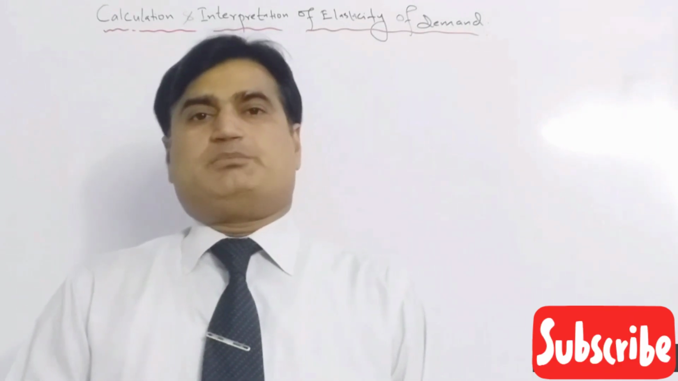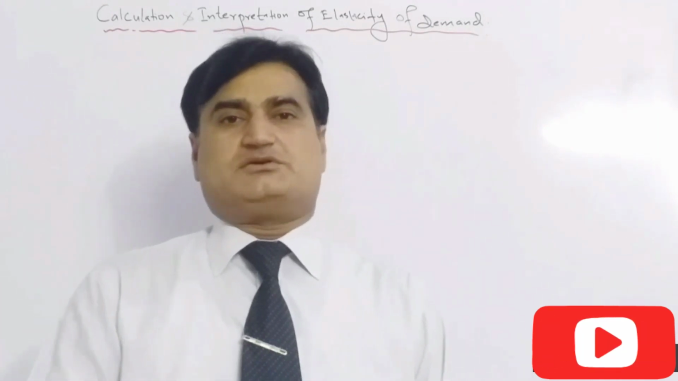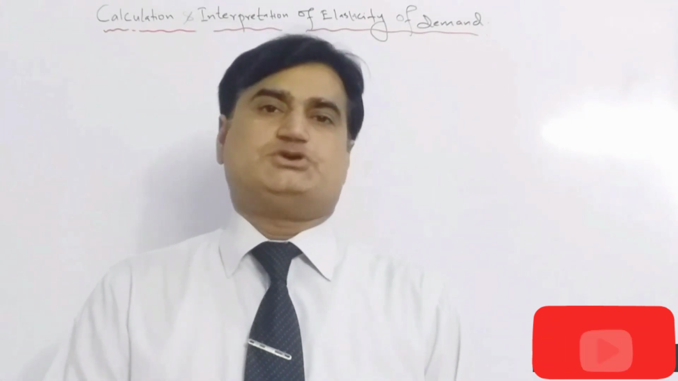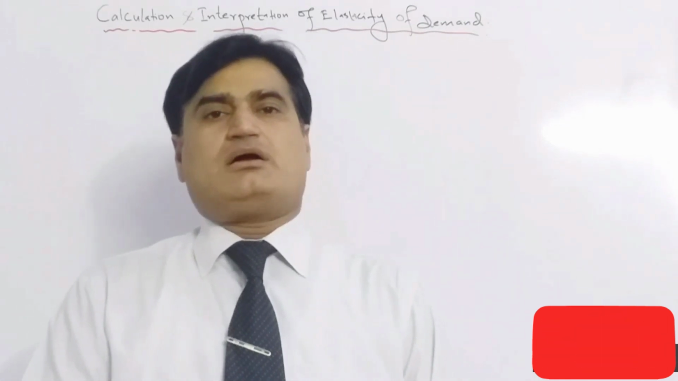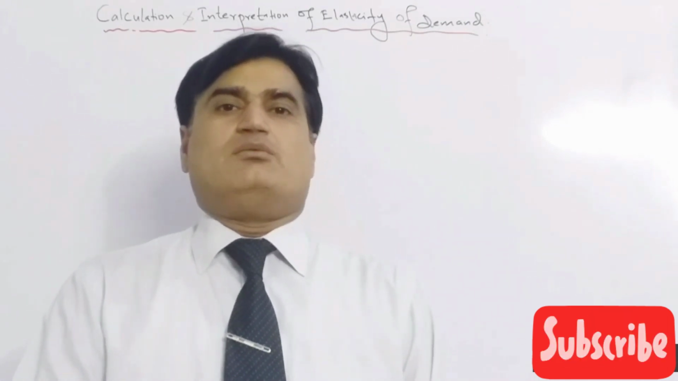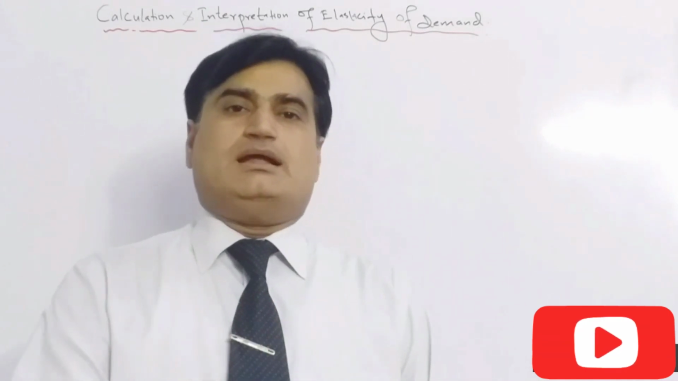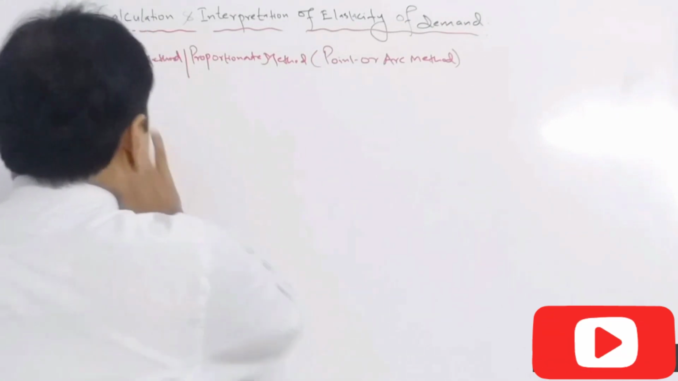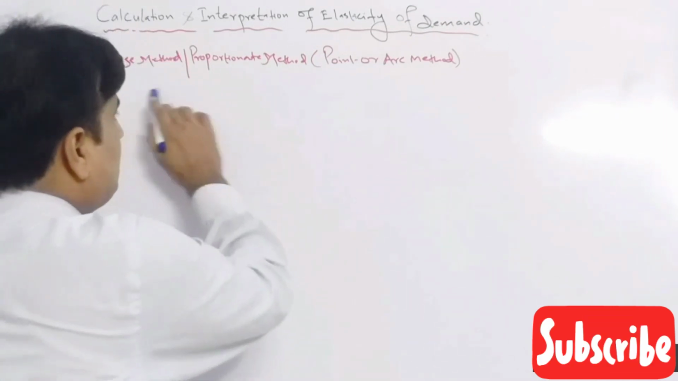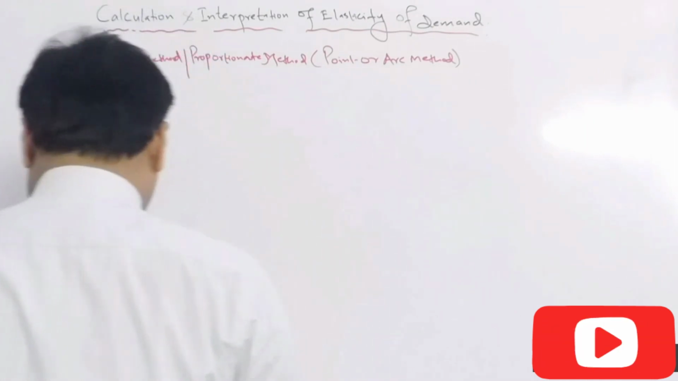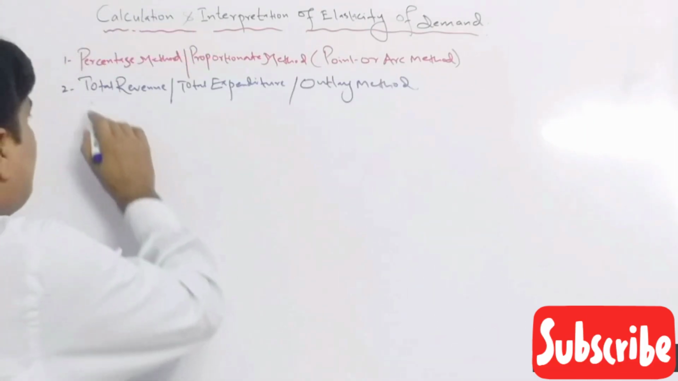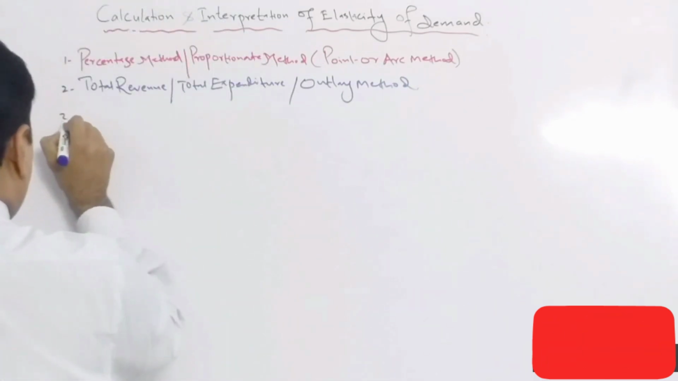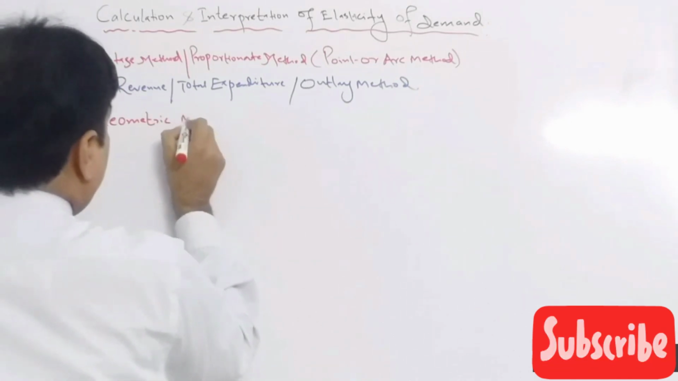Number one, the percentage method. Number two is the total revenue, total expenditure or outlay method, and the third method is the geometric method. In this lecture we will talk about the percentage method, while the other two methods we will learn in the next part of this lecture. So there are three methods to calculate the elasticity. Number one is the percentage method or proportional method, by point or arc method. Number two is the total revenue, total expenditure or outlay method. Number three is the geometric method.